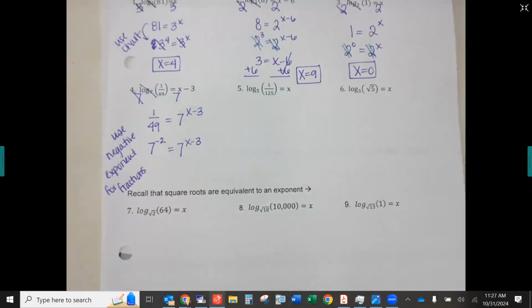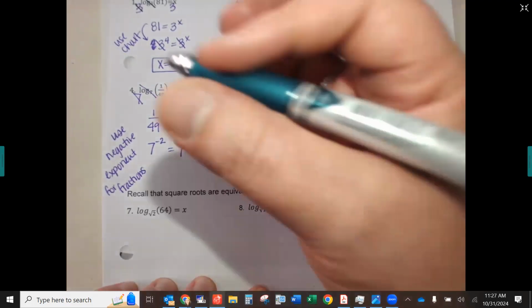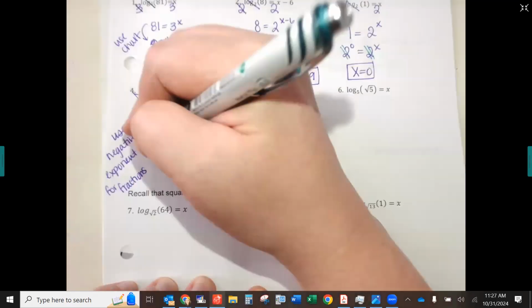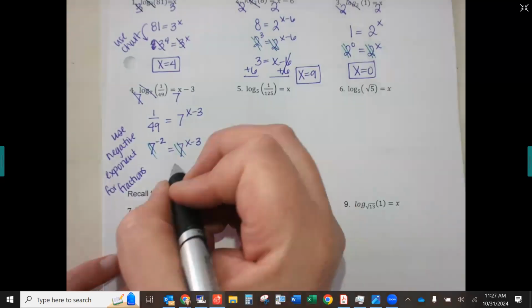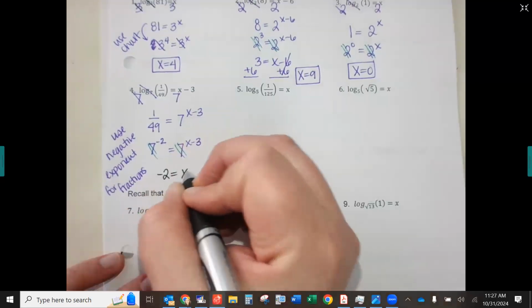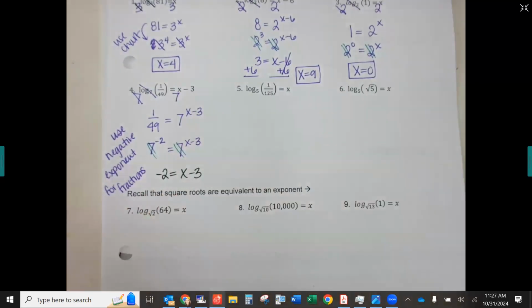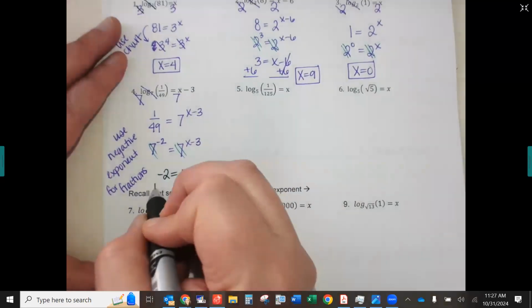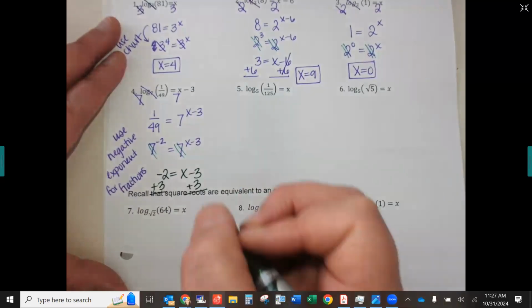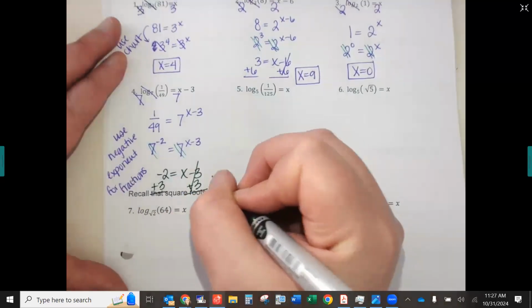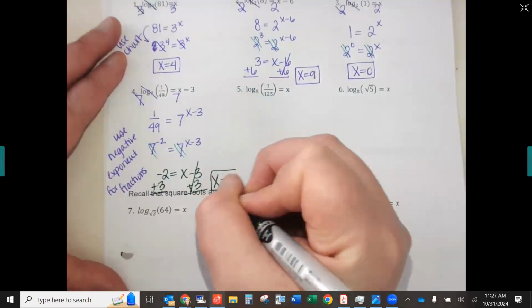Okay, then from there, we work it out the same. What am I going to do with my big 7's? Cross them out. Then I have negative 2 equals x minus 3. How do I get rid of the minus 3? Plus 3 on both sides. Negative 2 plus 3 is going to give me x equals what? 1. 1 is correct.